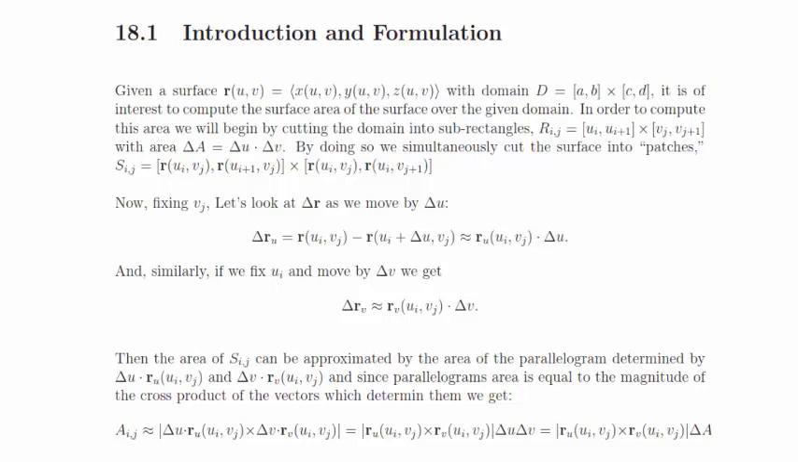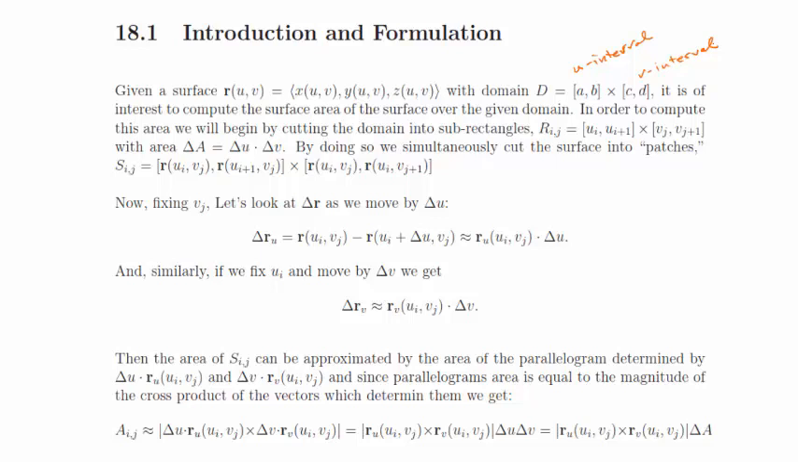So given a surface given in parametric form, so vector r of u comma v equals x of u comma v, y of u comma v, and z of u comma v, with the domain D equals a to b in the u direction and c to d in the v direction. Right, so let's keep in mind that this is our u interval, and this is our v interval. So it can be of interest to compute the surface area of the surface over some given domain.